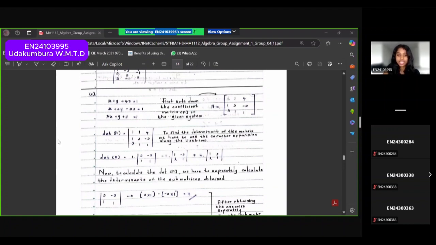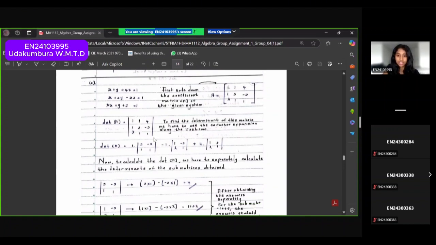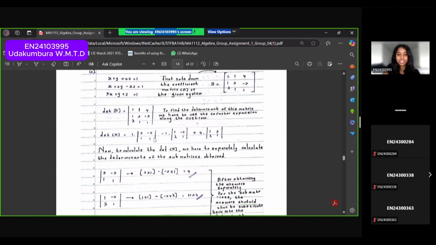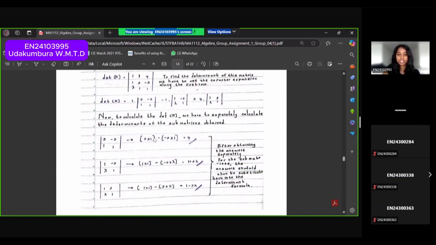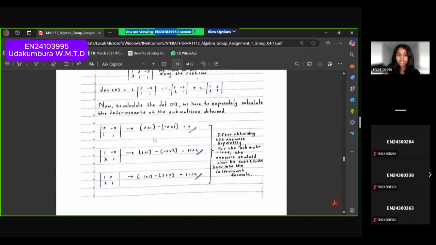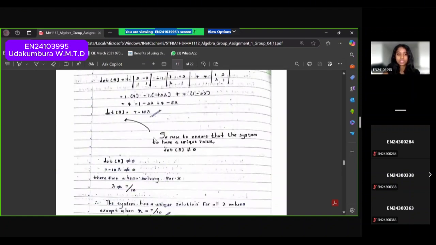Now, to calculate det A, we have to separately calculate the determinants of the submatrices we have obtained. After obtaining the answers separately for these submatrices, we should then substitute these answers back into the determinant formula. Once we substitute, we can obtain a final equation for det A, which comes out as 7 minus 10 lambda.